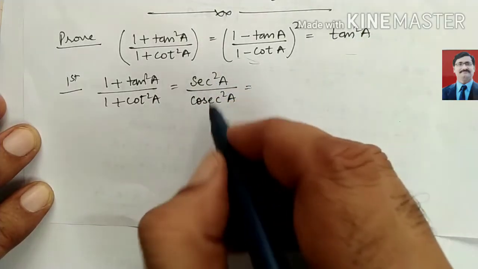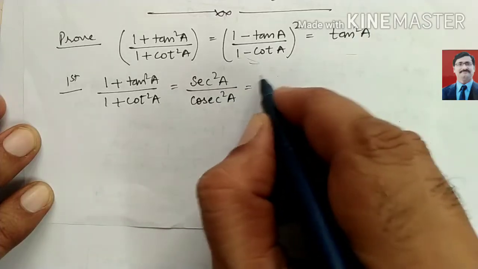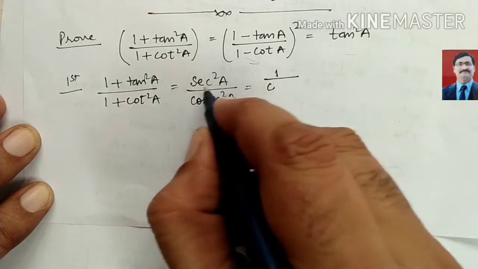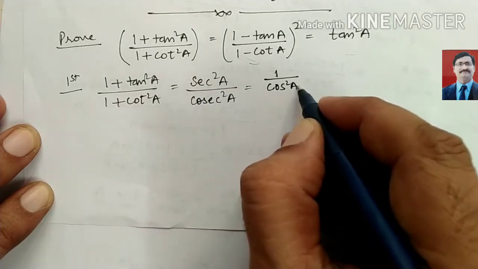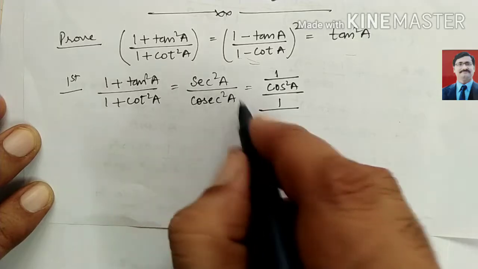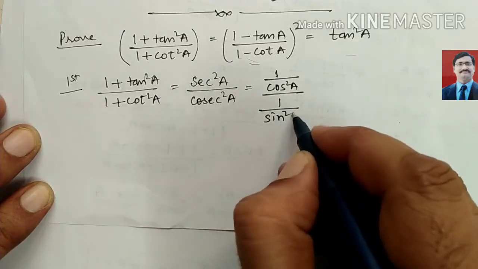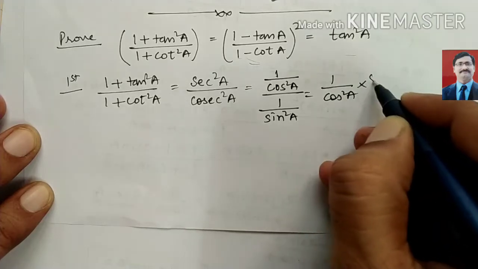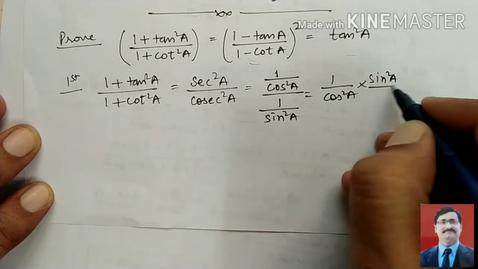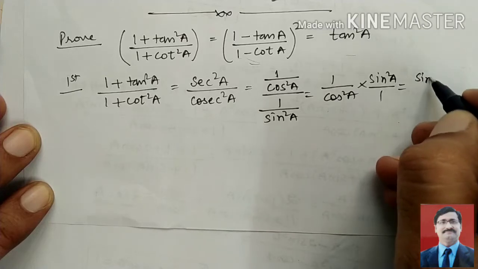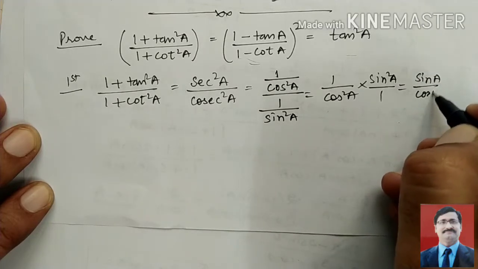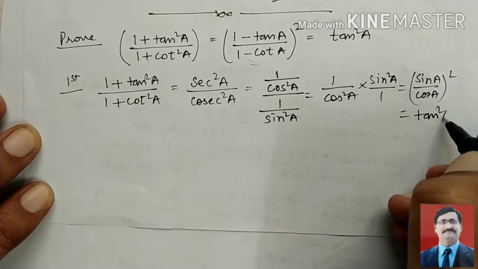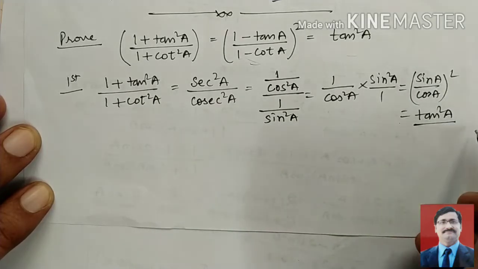So what we do, we first change into sin and cos. Sec square A we can write as 1 upon cos square A, and cosec square A we can write as 1 upon sin square A. This is a reciprocal, you get 1 upon cos square A into sin square A upon 1. So this will be (sin A upon cos A) whole square, and this you can write as tan square A. All of you understand this? Sin A upon cos A is tan A.